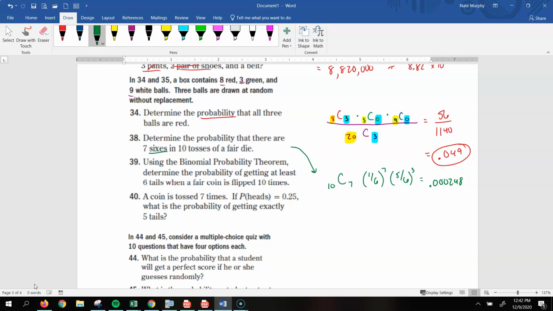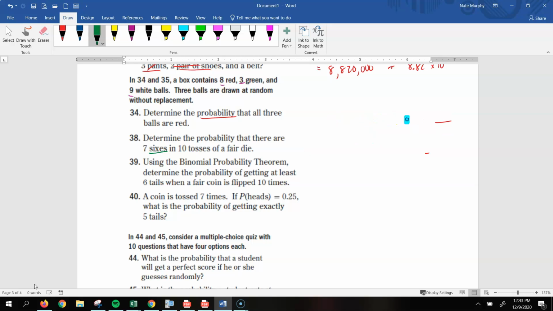All right, let's look at number 39. It says, using the binomial probability theorem, determine the probability of getting at least 6 tails when a fair coin is flipped 10 times. Okay, so now this time we're looking at getting at least 6 tails. When we see that word at least, that's significant, because that means we're going to have to do a bunch of adding together.